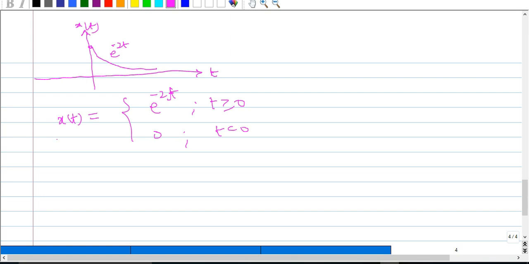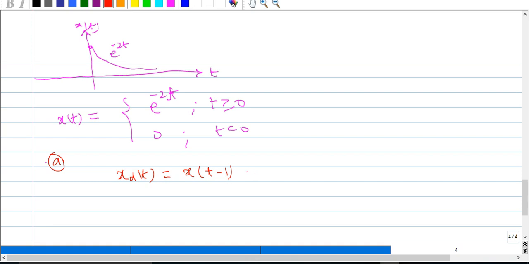let us define a delayed signal. Let me call the delayed signal x d of t, which we can write as x of t minus 1. Okay, so as we have seen earlier that with this t minus 1, the x will get delayed by 1 second. Okay, so we are calling this new signal x d of t.